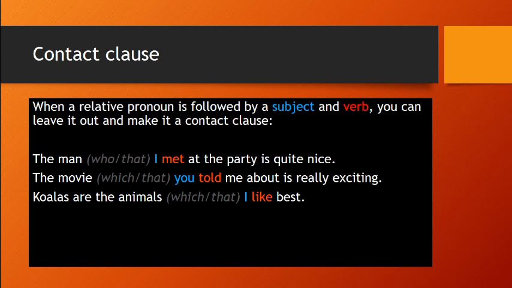If we have to use formal style, like for example in reports or formal letters, it's better not to use contact clauses because sentences are clearer and more formal if we use these relative pronouns. So in your reports, please write the man who I met, the movie that you told me about, and koalas are the animals that I like best.